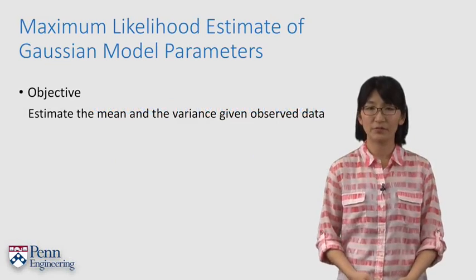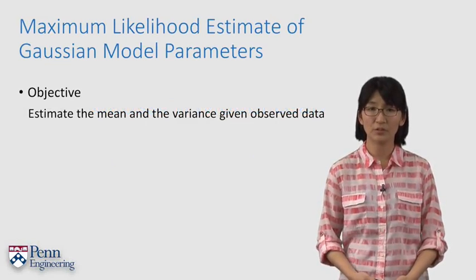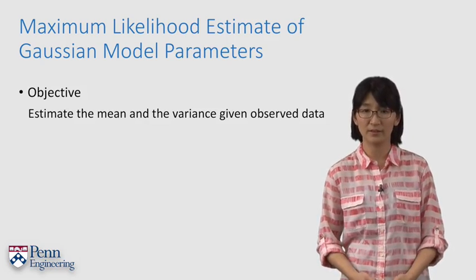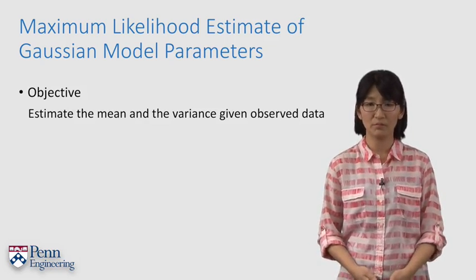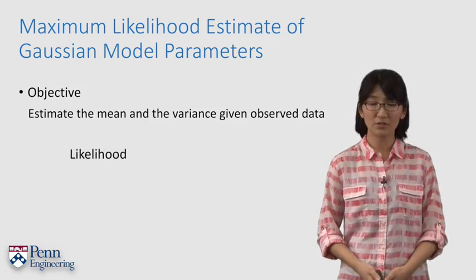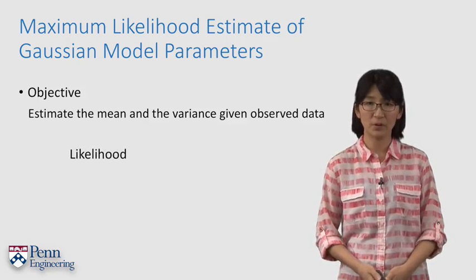In this lecture, we are going to learn how we can compute an estimate of the Gaussian model parameters from observed data. Remember that a Gaussian model has two parameters, mean and variance. We are going to use the term likelihood often throughout the course. So let's talk about its definition.